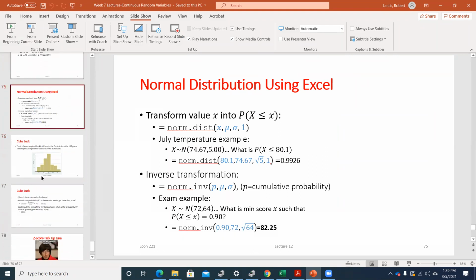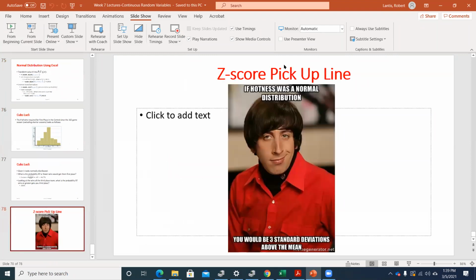Okay. I'll leave you with this Z-score pickup line. If hotness was a normal distribution, you'd be 3 standard deviations above the mean. I always want to change this. I just stole this from someone else, but it should be that you would be a Z-score of 3, and if they don't get that a Z-score of 3 is high, then just walk away. But that's always one of my favorites.